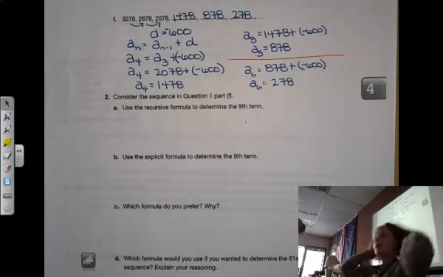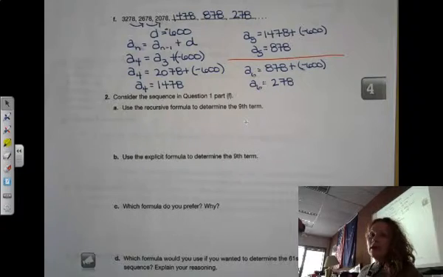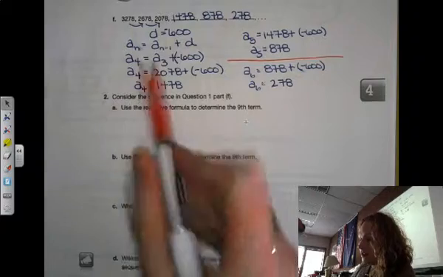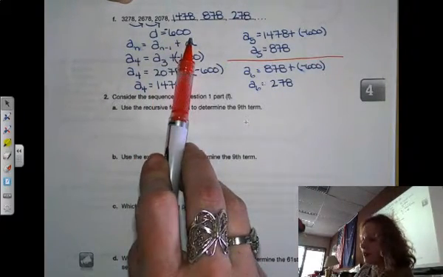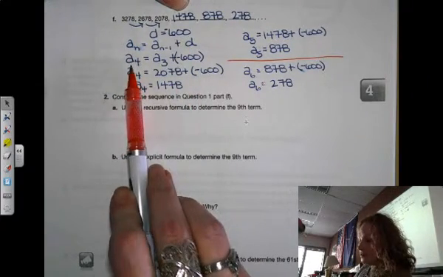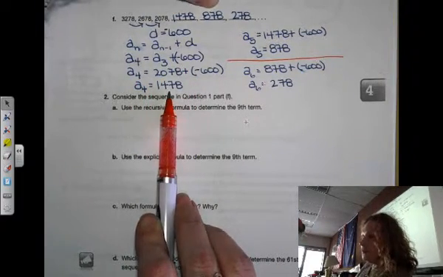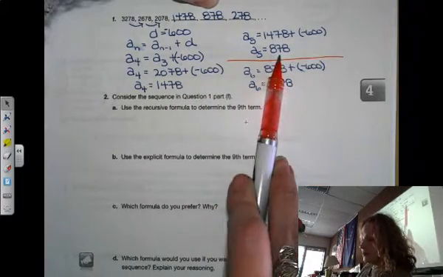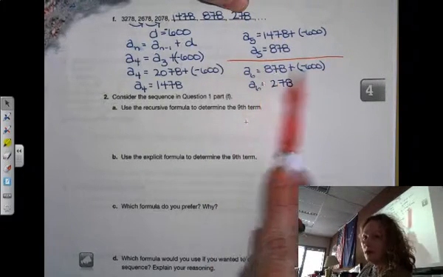All right, so look at F. Oh, we're doing F. Well, I just want to look and check your F. Your F took 3 parts, right? First, you had to find the common difference, which was negative 600. You guys found that? Then we had to find the 4th term, right? So the 4th term is the 3rd term plus negative 600. So we got that. But then we had to find the 5th term. So the 5th term was the 4th term plus negative 600. And then we had to find the 6th term, which was the 5th term plus negative 600.